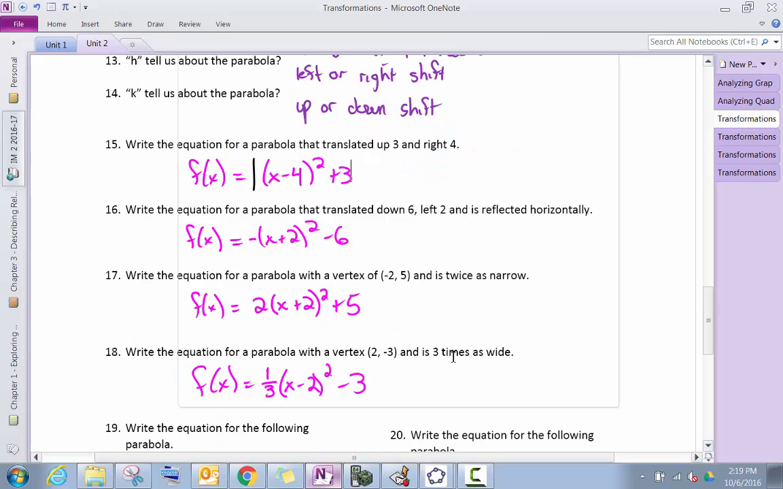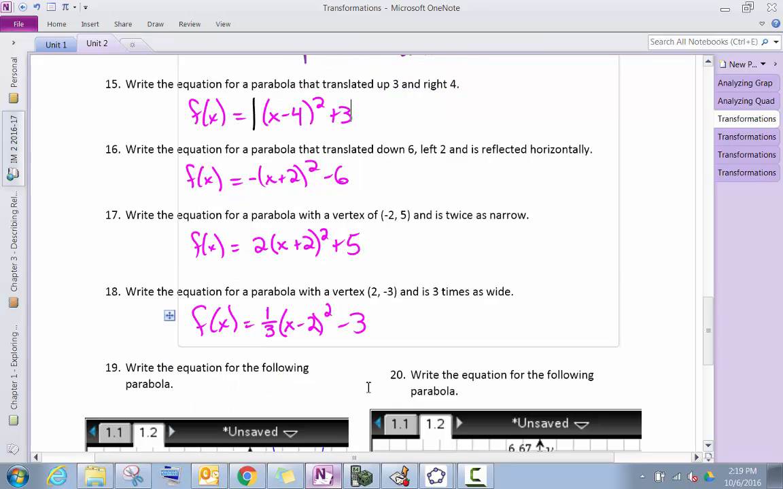Now, if we have 3 times as wide, it's 1 over 3. Wide means it's a smaller number. So it's the reciprocal of 3. 3 as a reciprocal is 1 over 3. Vertex is 2, negative 3 means it went 2 to the right, so it's x minus 2 squared. And negative 3 means it went 3 down, so it's just minus 3.